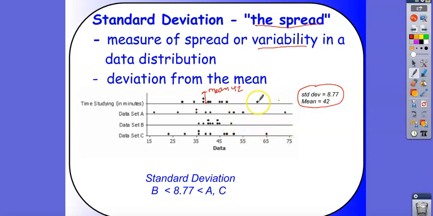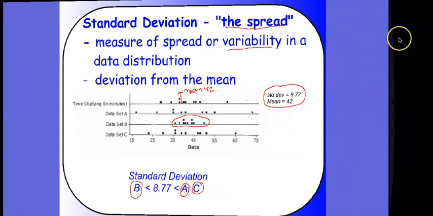If that standard deviation is 8.77, look down at set B. Aren't they a lot closer together? That means their standard deviation would be smaller than 8.77. And then look at C. C is a little more spread out, so it's going to be a little bit bigger. And look at A. It's going to be a lot bigger than 8.77 because the spread is much bigger. And that's what they're looking for here.